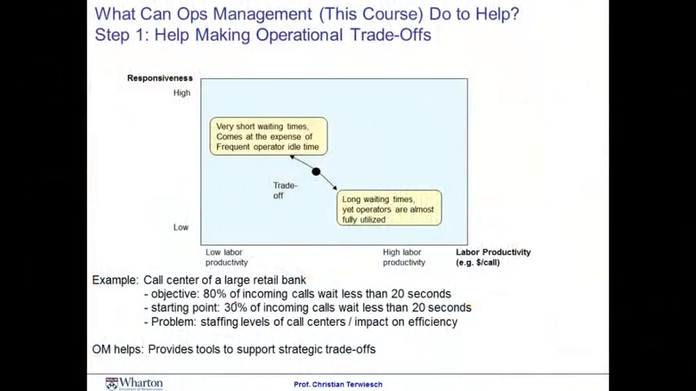Let's look at a specific example. Imagine you're consulting for a call center. The call center currently has problems with response times. Customers are waiting a long time and only 30% of the incoming calls get served in 20 seconds or less. Say for the sake of argument that your goal is to improve this and get 80% of the calls serviced in 20 seconds or less. This is called a service level, and we'll talk more about this later on in this course.